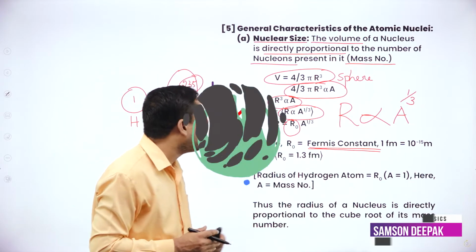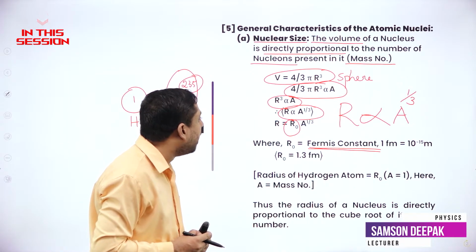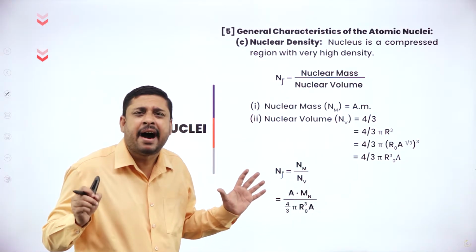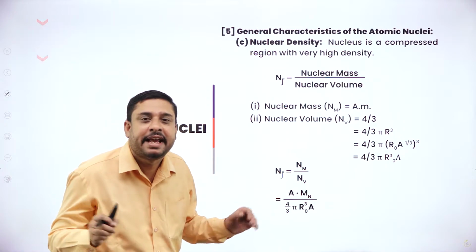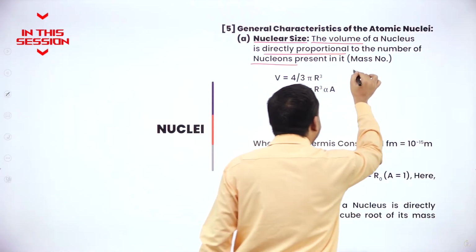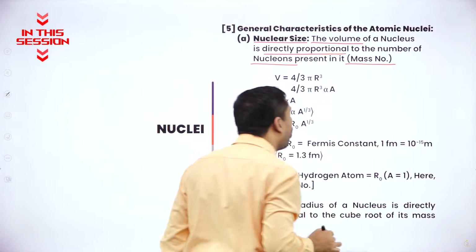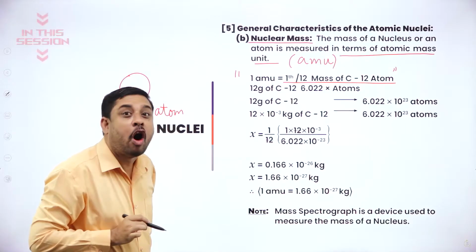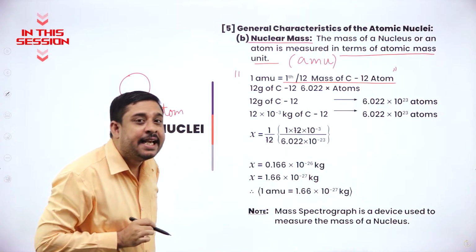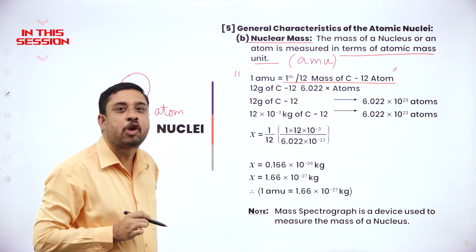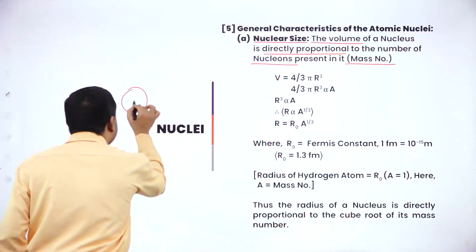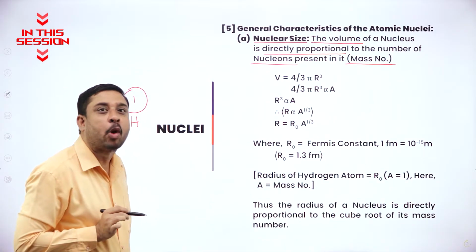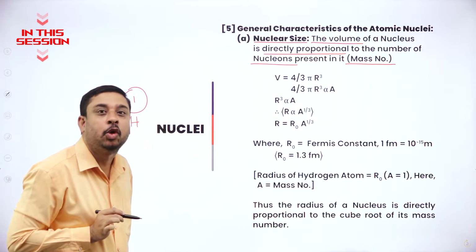And R naught is called Fermi's constant. Nucleus is a highly dense region, directly proportional to its mass number. What portion of it is defined as atomic mass unit? There is only one proton and one neutron inside it.